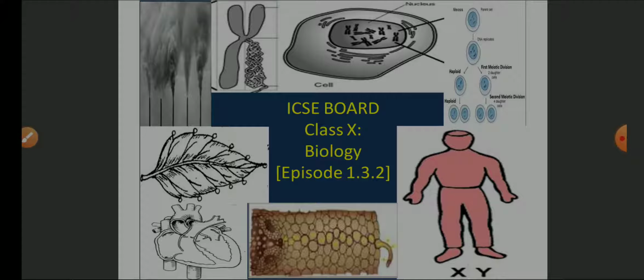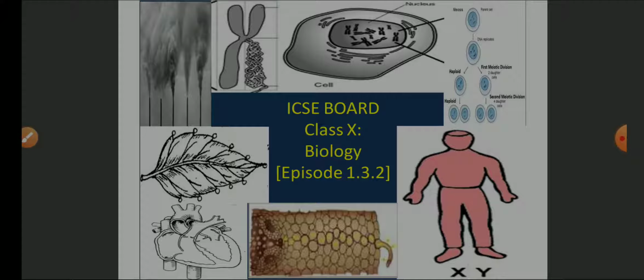We have already completed some part of chapter 2, that is cell cycle, and in the cell cycle we have already seen about interphase and cell division. Cell division is required to be seen. So today in this session we are going to work out with cell division.